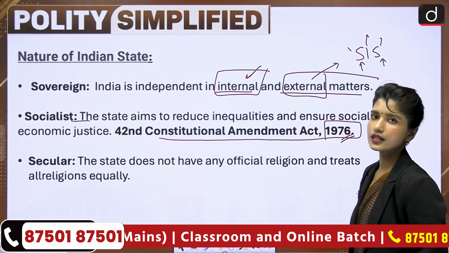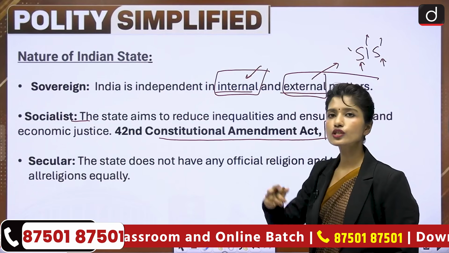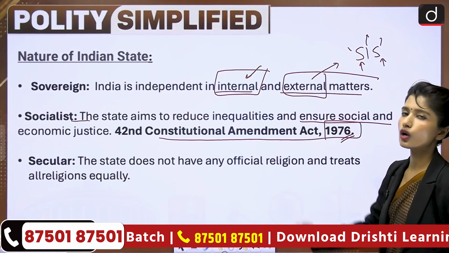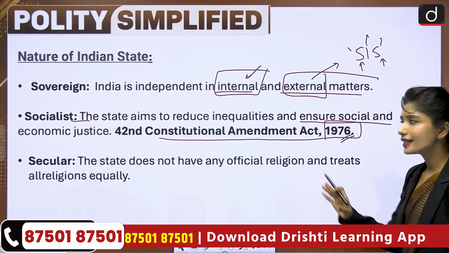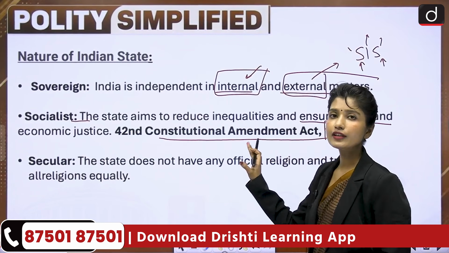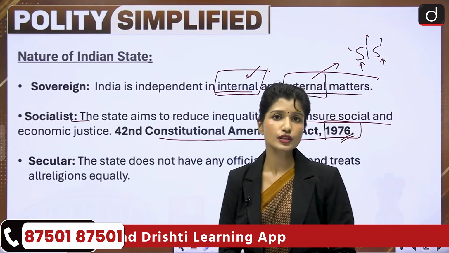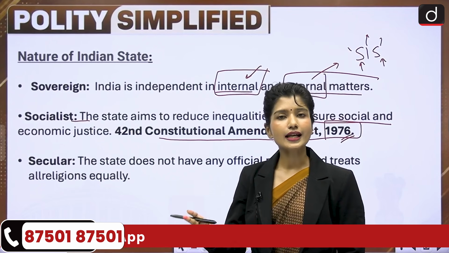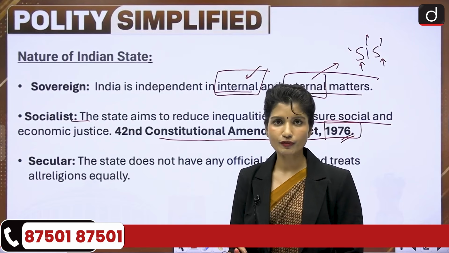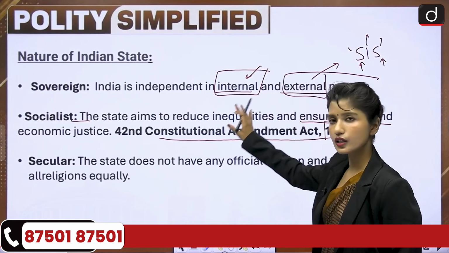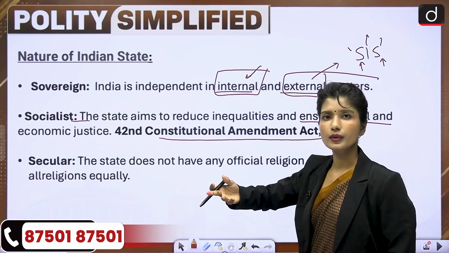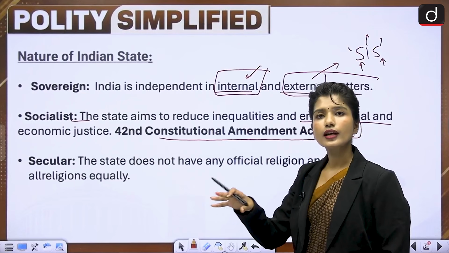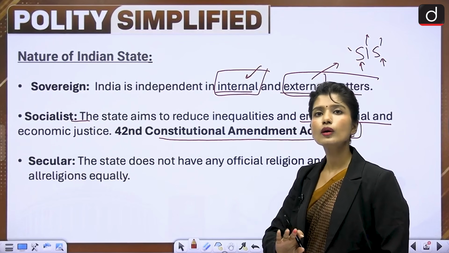Now what is socialist? In socialist, the state tries to reduce inequalities and ensure that there is social and economic justice. You have to remember that in India, we have democratic socialism. We don't have communist socialism. What is the difference? In communist socialism, the state has all the control. There is no concept of private property. Whereas in democratic socialism, there is mixed economy. Both private and public property coexist. The government is going to regulate private properties, but it is not going to abolish it completely.